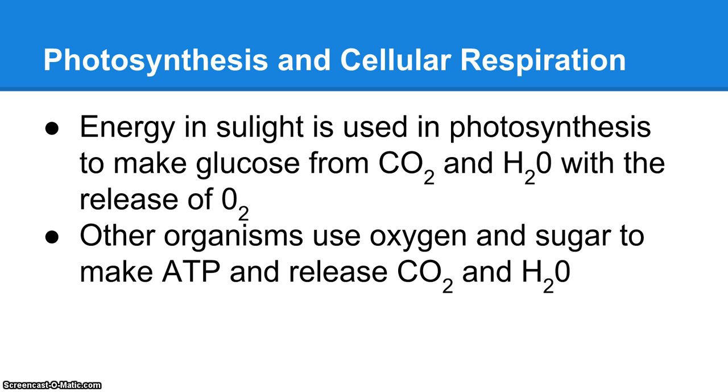Photosynthesis and cellular respiration. The energy in sunlight is used in photosynthesis to make glucose from carbon dioxide and water with the release of oxygen. So all that it means is we take carbon dioxide, we take water, and we put out oxygen, and we're going to make a glucose molecule. All it is photosynthesis, straightforward. Other organisms use oxygen and sugar to make ATP and release carbon dioxide and water. So when you do cellular respiration, we breathe in oxygen, we breathe out carbon dioxide, and you release water as well to make your ATP.